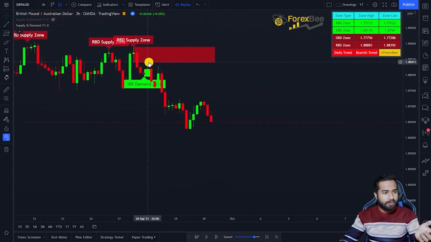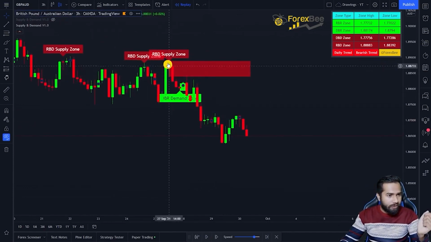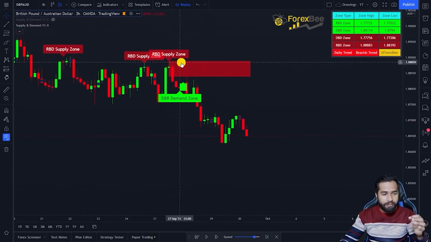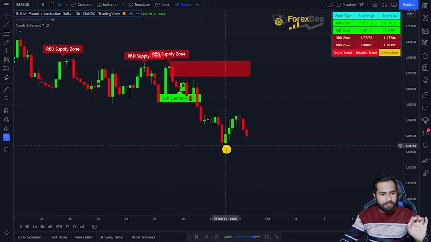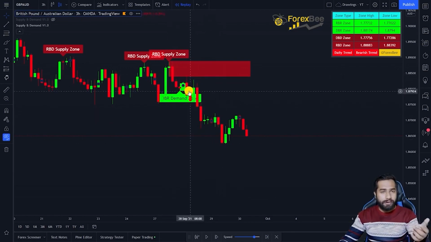Now see how awesome this is. Because the stop loss in this zone as well is very small, but the indicator is giving us a signal that we should sell here, and the risk reward is very high from this to this. So this is a very good trading setup as well.